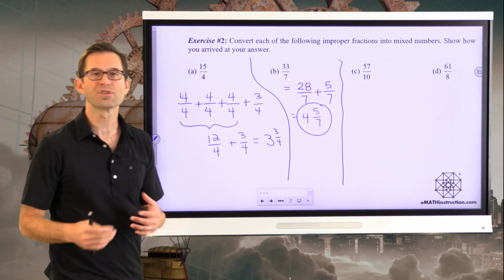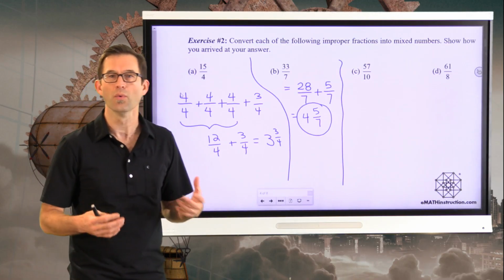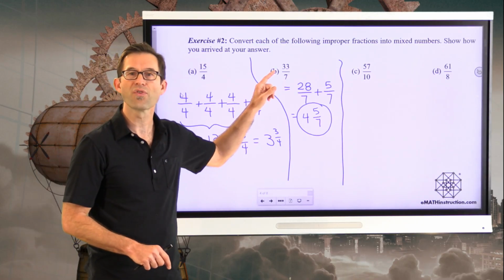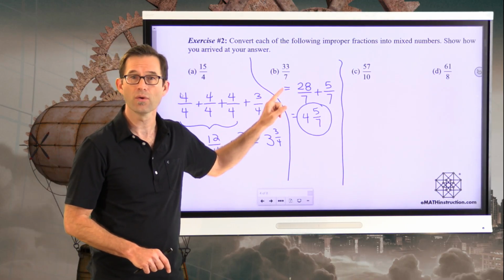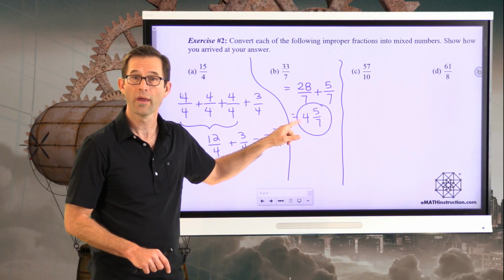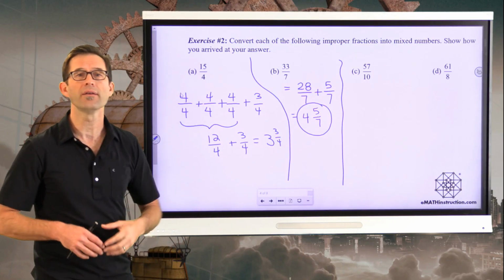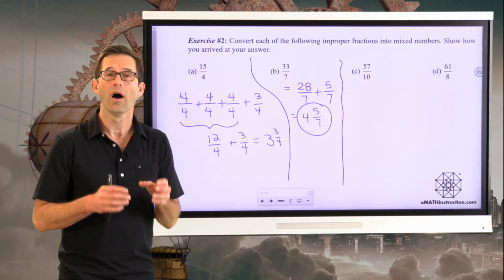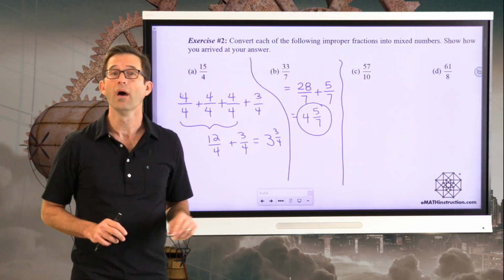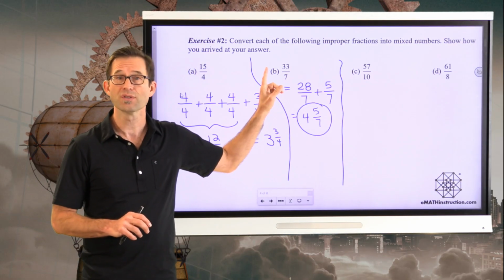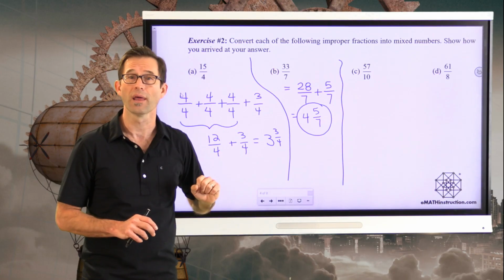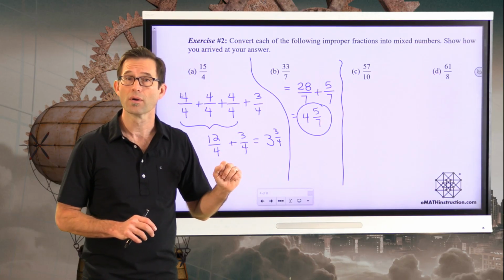Now, you might already start to get an inkling that this has something to do with division, right? Because 33 divided by 7 would be equal to 4, and then there would be a remainder of 5. And that's really the quick and easy way of converting improper fractions, where the numerator is greater than the denominator, into a mixed number, right?